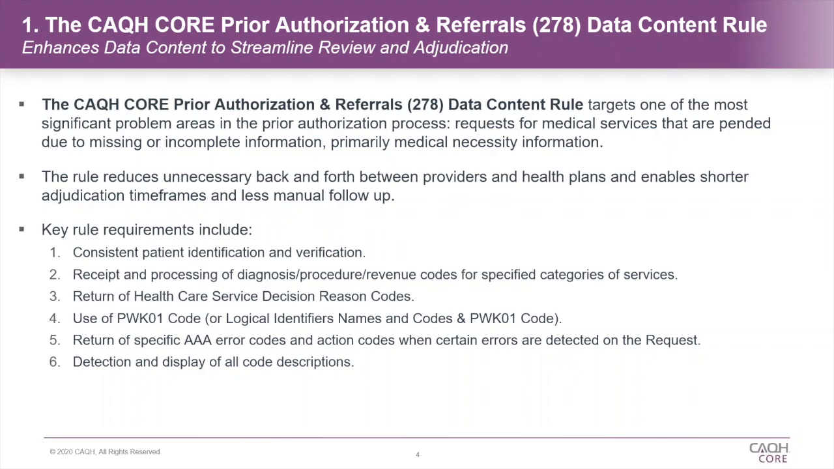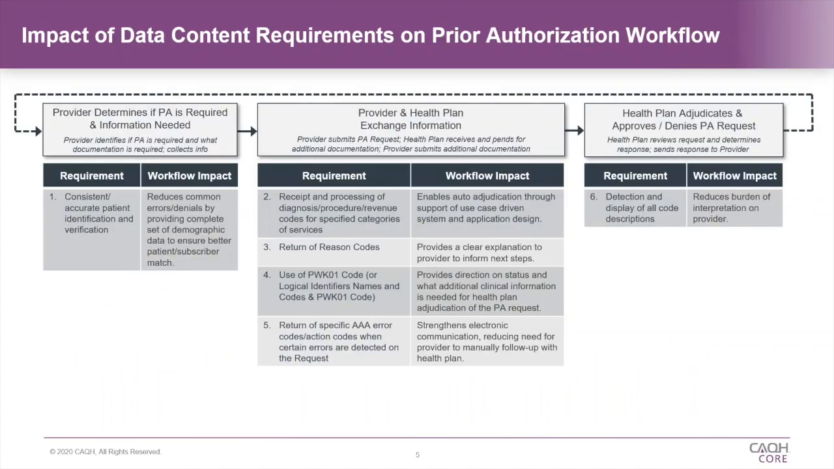The rule gives health plans a more robust electronic means of communicating with providers about missing clinical information and documentation. The rule requirements reduce the unnecessary back and forth between providers and health plans, accelerate adjudication timeframes, and reduce provider resources spent on manual follow-up like phone calls. So this slide is organized by each step of the prior authorization process, where the operating rule requirements fit in, and what the impact is on the workflow.